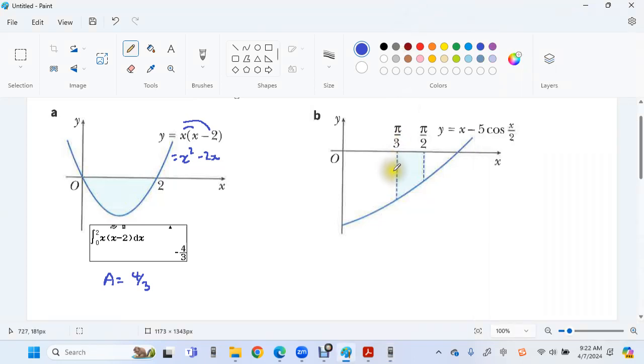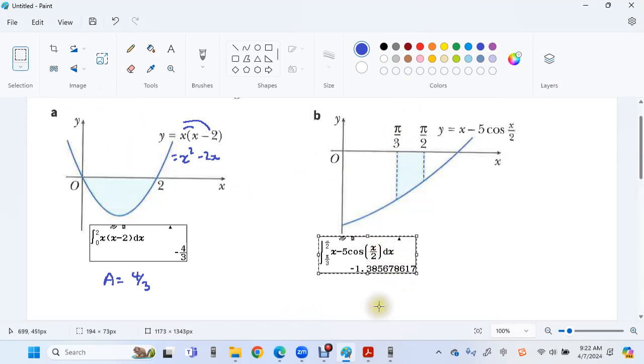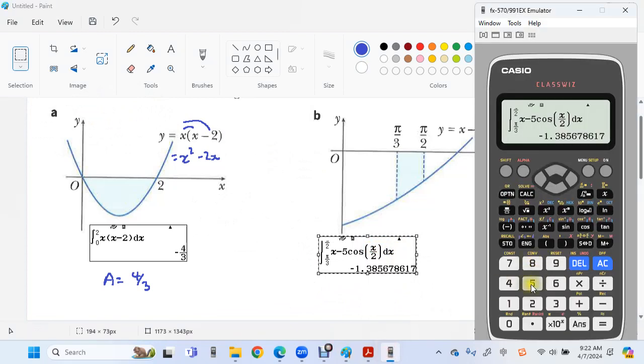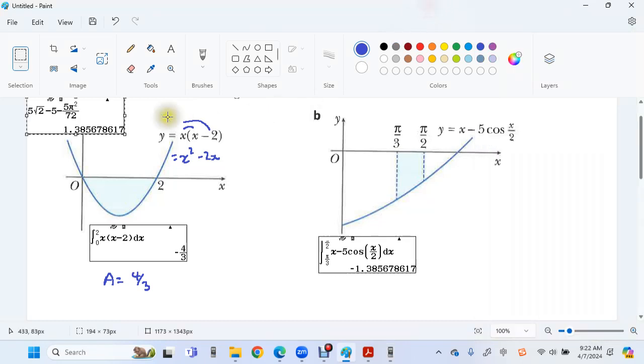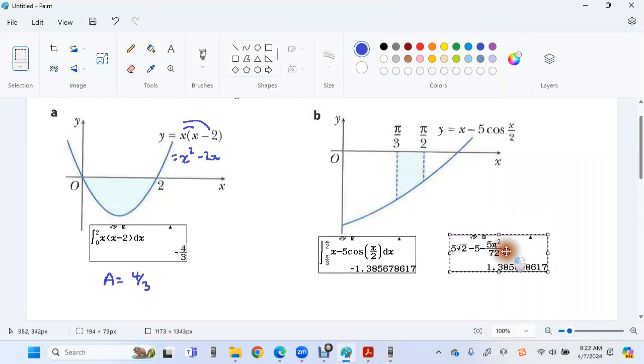So the answer that I get is this, and the answer provided by the textbook is the square root of 2 minus 5, and then minus 5 pi squared over 72. Okay, so this is the answer provided. Yes. Okay.